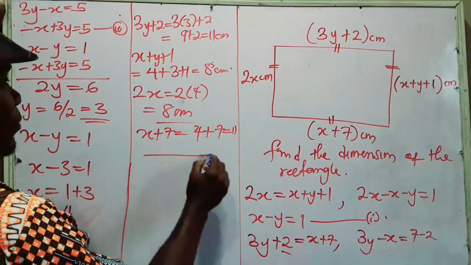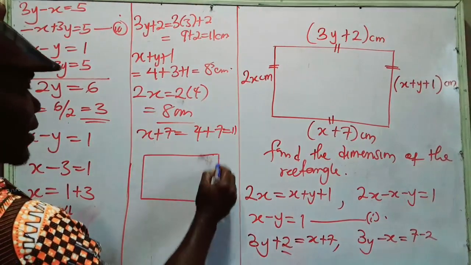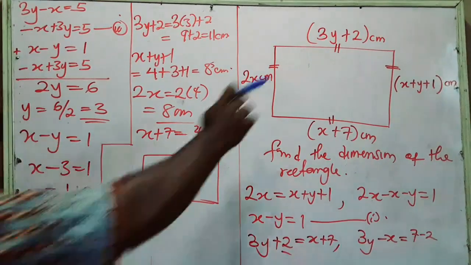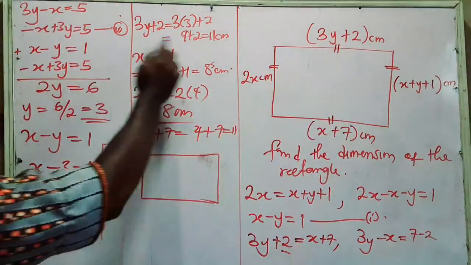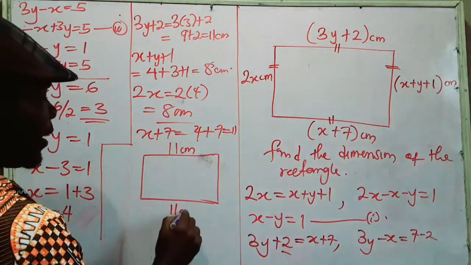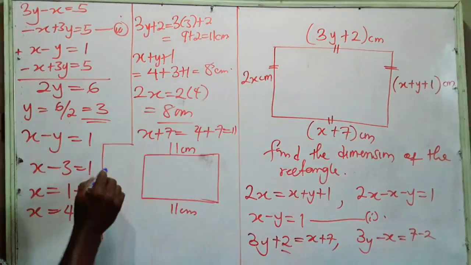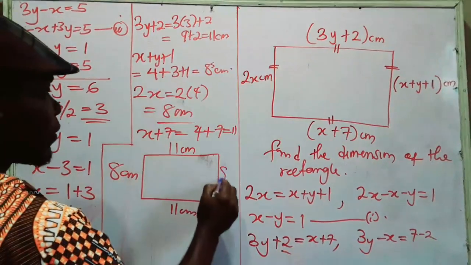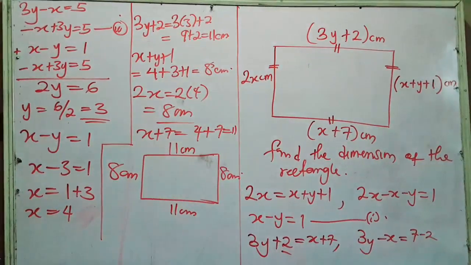So let's try to draw the rectangle again to give us the exact shape. So the 3y plus 2 is equal to 11 centimeter. So x plus 7, which is this, 11 centimeter. 2x gives us 8 centimeter. x plus y plus 1, which is this, also gives us 8 centimeter. So you are able to see that we have proved a proper rectangle. So this is how to use simultaneous equations to generate the real dimensions of a rectangle.